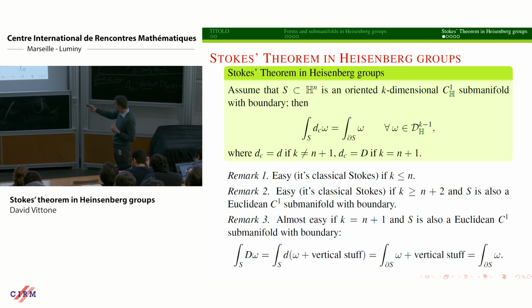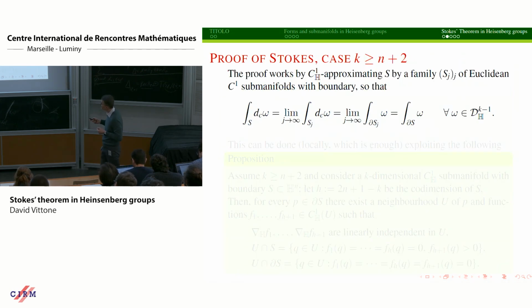We want to prove Stokes in the high dimensional case, for general submanifolds of class C1H, which can be fractal. And the idea will be to work by approximation, okay? So the idea will soon be split into two cases. This first case and the critical case k equal n plus 1.